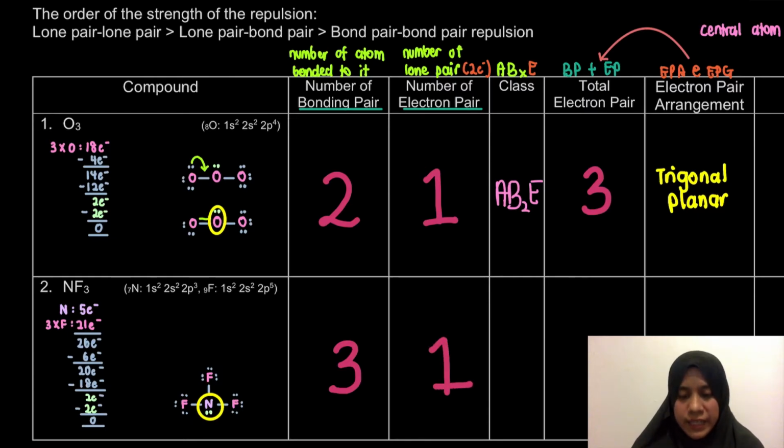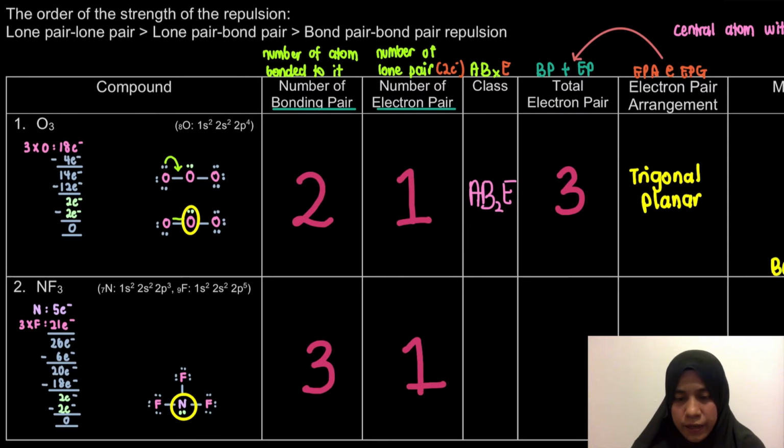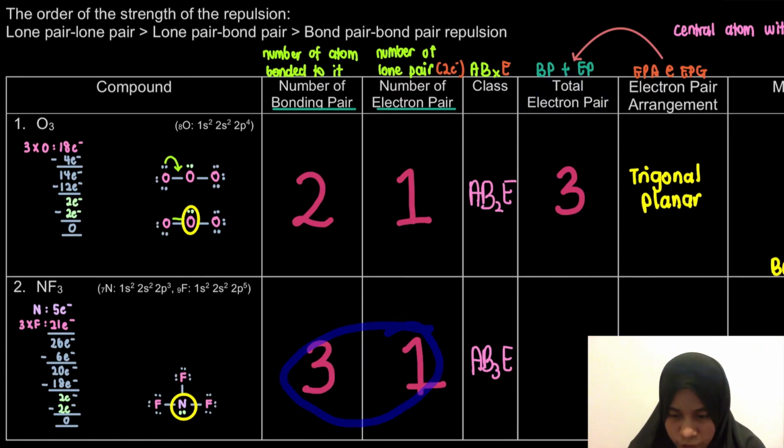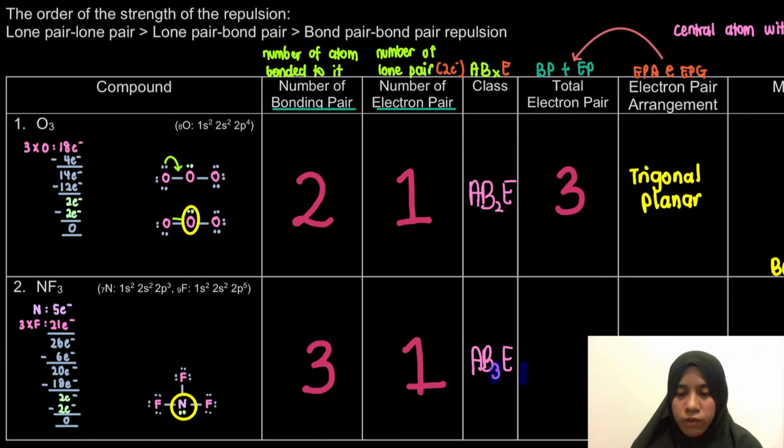Okay, so sekarang ni kelas dia lain. Dia jadi AB3E. Okay. So, maksud dia what happens is that, what does it mean here? Our central atom ni bonded to 3 bonding pair and it has 1 lone pair. Nak buat satu kat sini boleh, tak nak tulis pun tak apa. Okay, the total electron pair is we're gonna add up this 3 plus 1. Ataupun, kalau tak nak tengok sini, tambah je lah yang sebelah ni. Ni 3 plus 1. So, total kita 4.